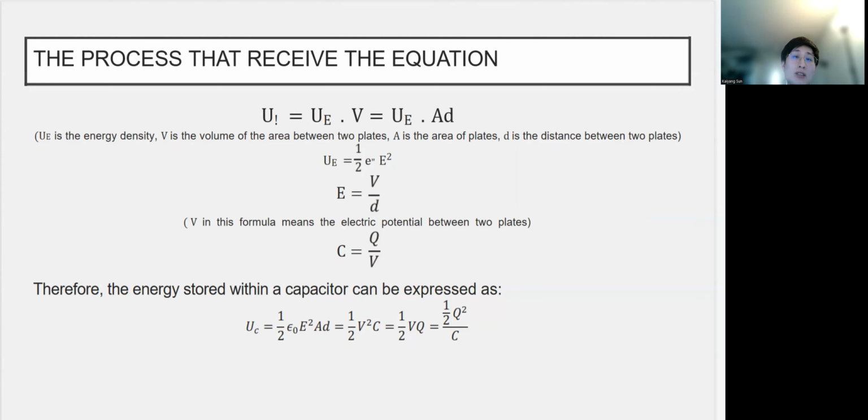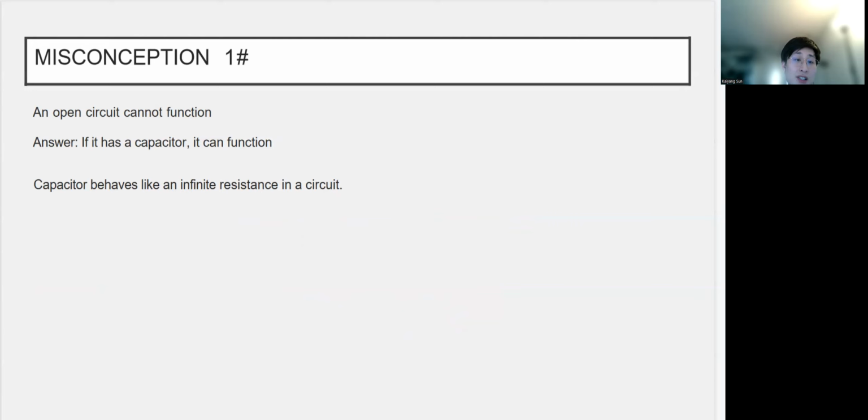This concept will also have many confusing places. Here are two common misconceptions, hoping to help you. Misconception one: an open circuit cannot function. The answer is, if it has a capacitor, it can function. Capacitors behave like an infinite resistance in a circuit.